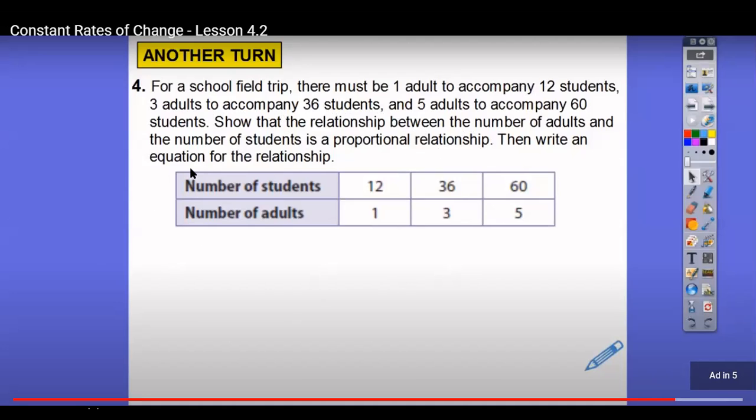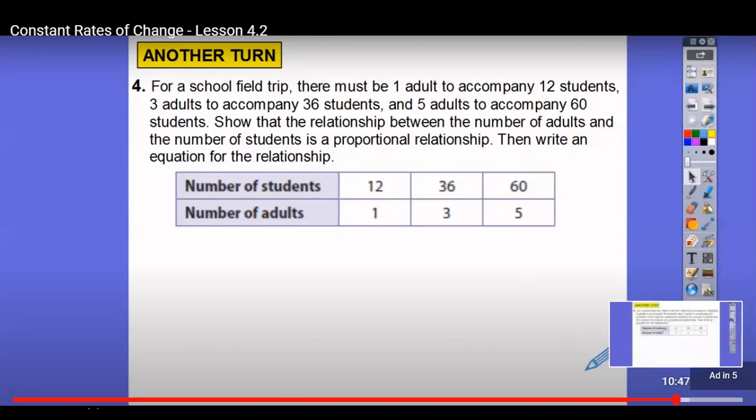Then write the equation. So at the beginning, we will classify. Here, this is y, and at the top, this is x. So we have to find the ratio each time. It will be 1 divided by 12, 3 divided by 36, 5 divided by 60. And we will check if they will be the same or not.